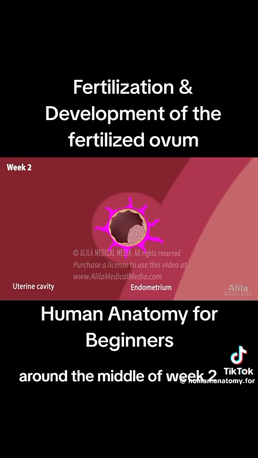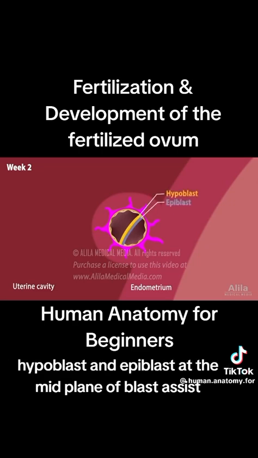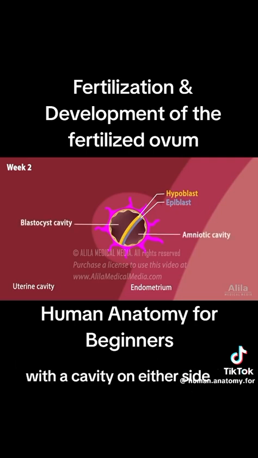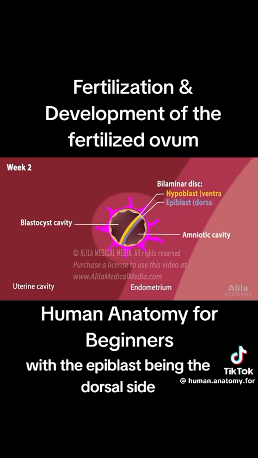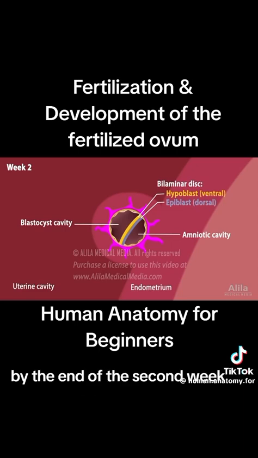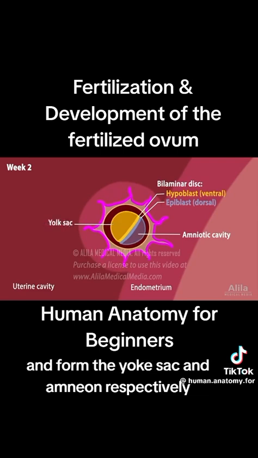Around the middle of week 2, the embryoblast starts to form a two-layered embryonic disc, hypoblast and epiblast, at the midplane of blastocyst, with a cavity on either side. This bilaminar disc sets the dorsal ventral axis of the embryo, with the epiblast being the dorsal side. By the end of the second week, the two layers grow around the cavity on their respective side and form the yolk sac and amnion, respectively.